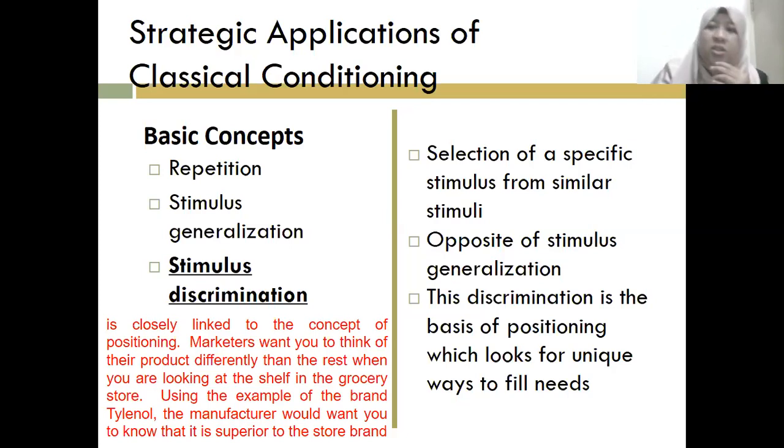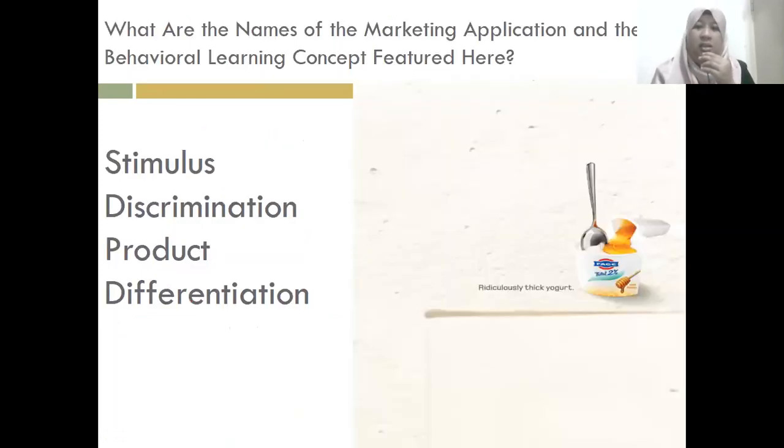Okay, so they say in here, a selection of the specific stimulus from similar stimuli, opposite of stimulus generalization, as I told just now. This discrimination is the basis of positioning, which looks for unique ways to fill the needs. So if you want your needs to be fulfilled, you will look in a different way. Okay, I give an example. In here, they just said stimulus discrimination, product differentiation, ridiculously thick yogurt.